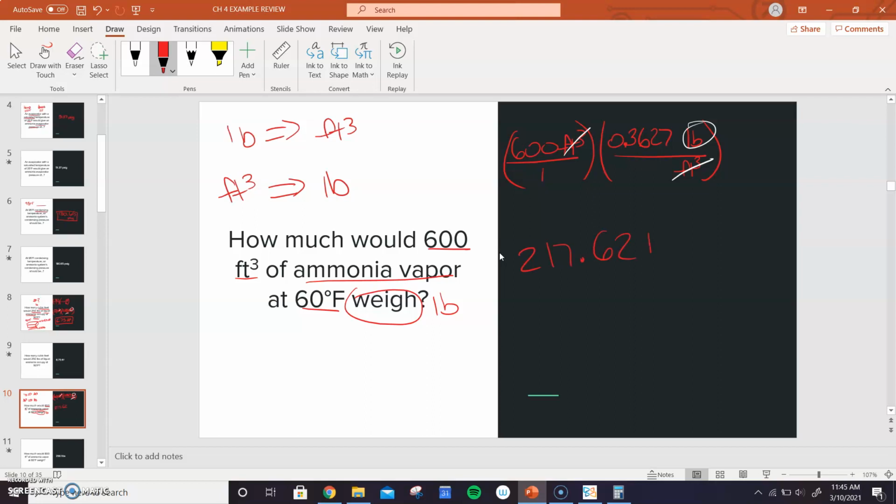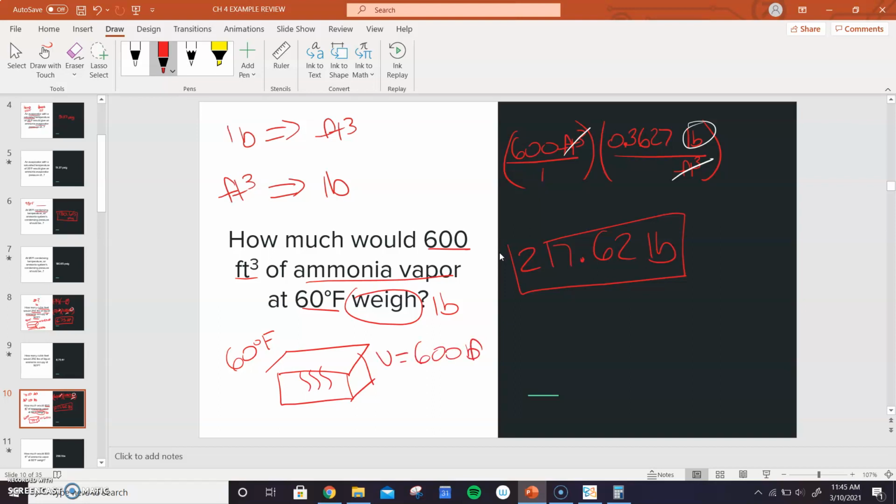217.62 pounds. Okay, so if we had a box, right, and it was at 60 degrees Fahrenheit, it was full of ammonia vapor, right, and that box had a volume of 600 cubic feet. Okay, and you went to go pick it up, it would weigh 217.62 pounds.